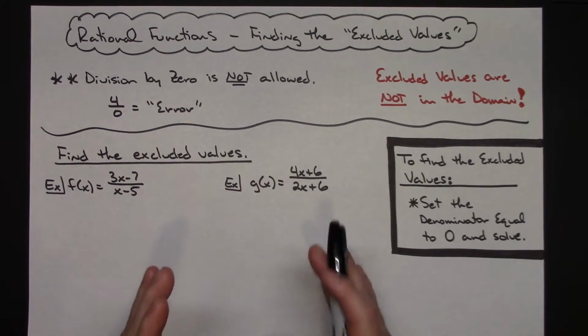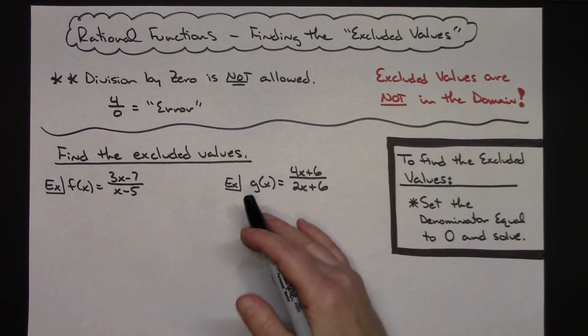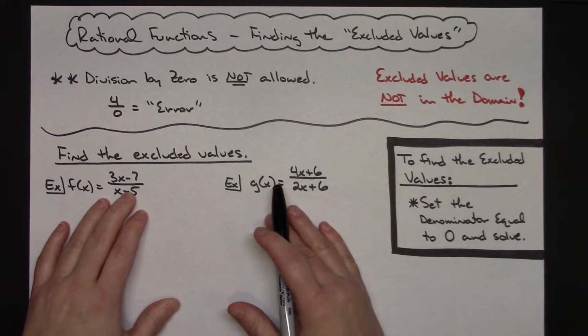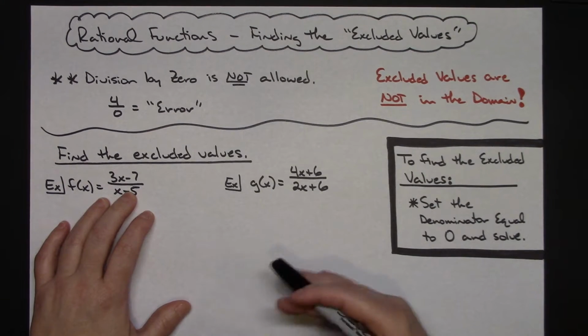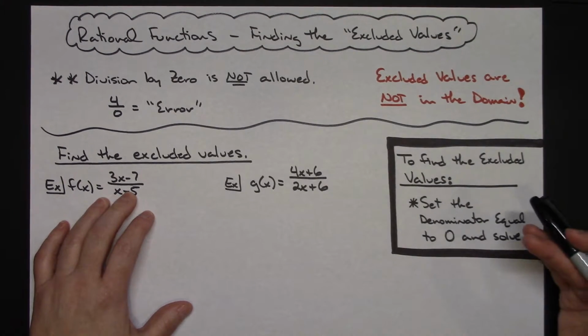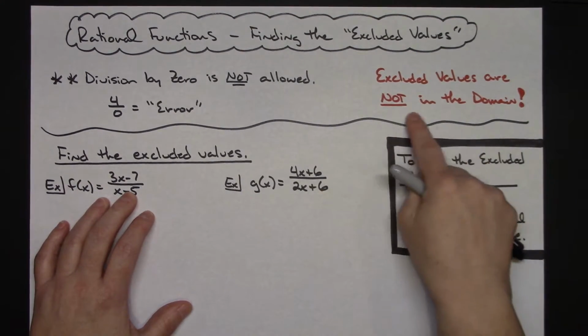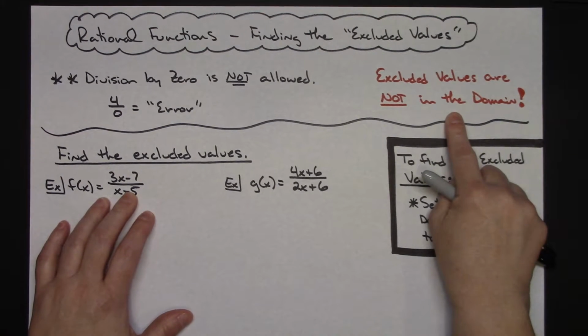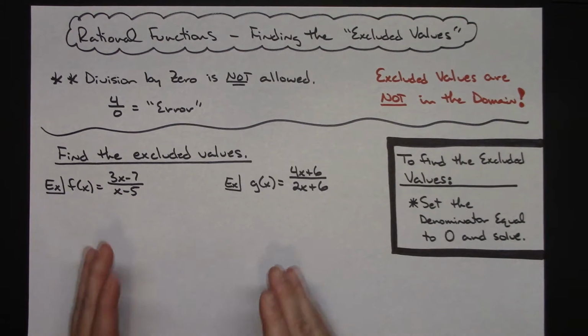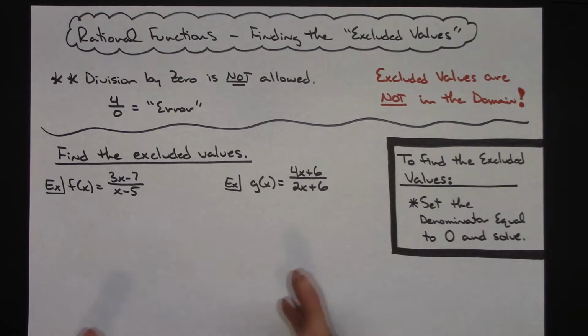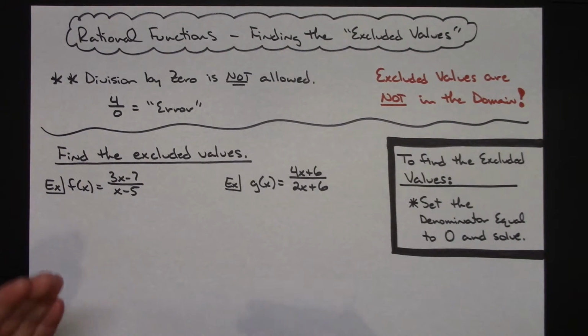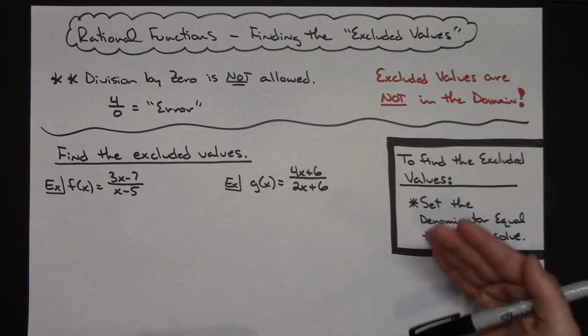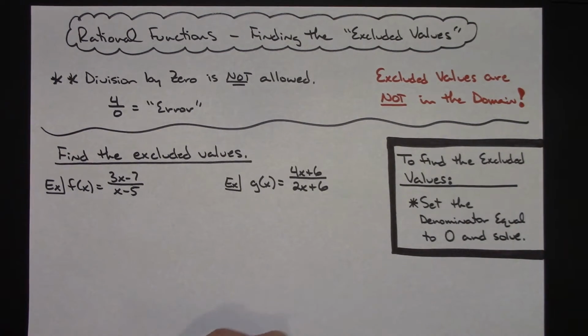Now, usually they will walk you through finding excluded values on rational functions first, maybe in a textbook, and then they'll go on into the discussion of the domain. The reason you're finding your excluded values is because they're not in the domain of the function. So when they straightforwardly ask you to find the excluded values, they're leading up to you determining the domain of a given function.